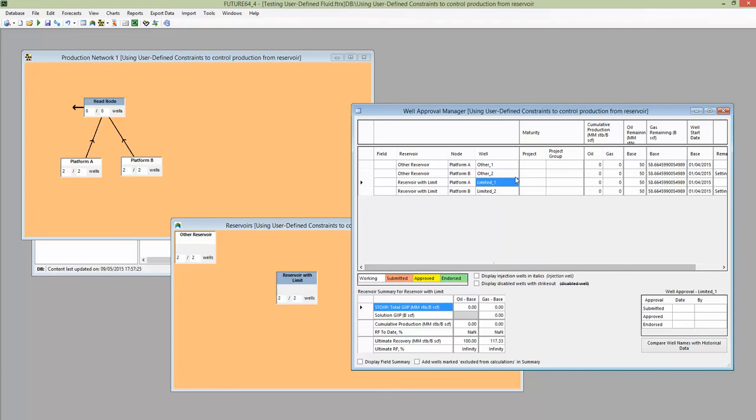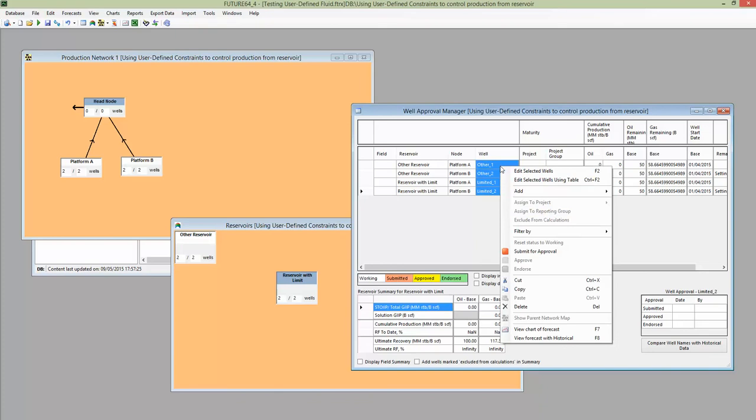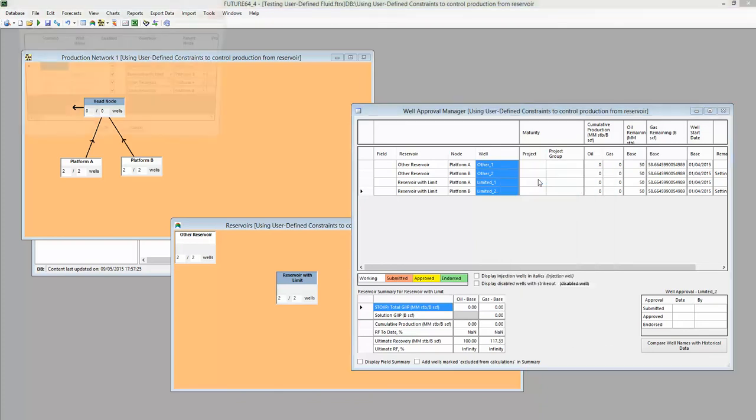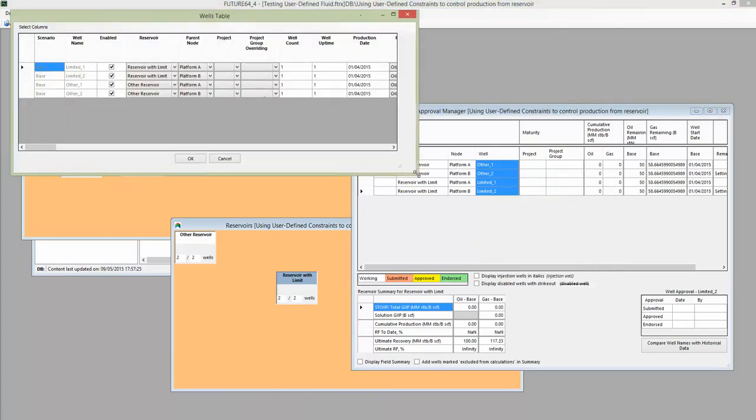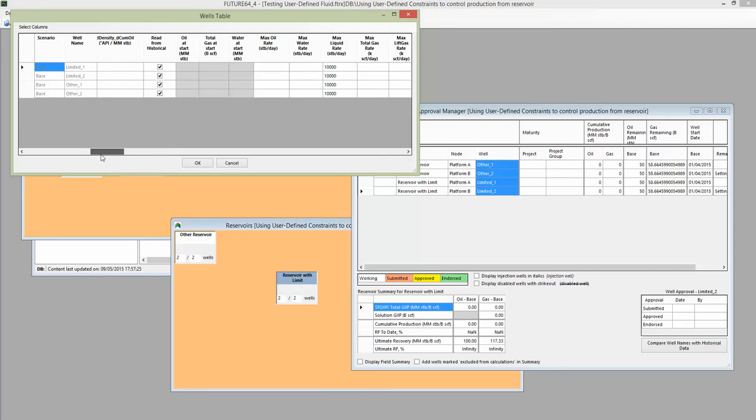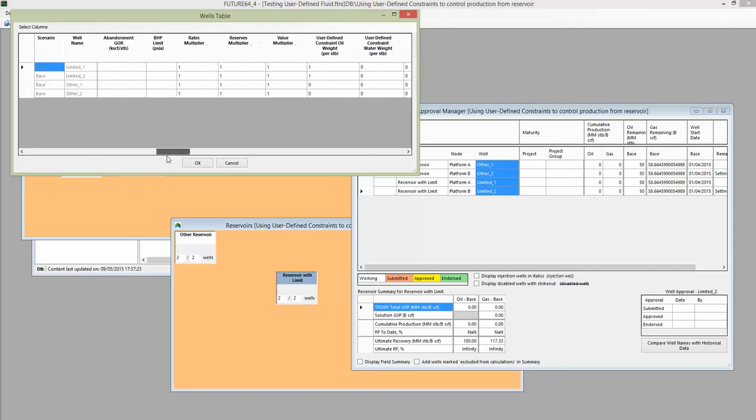So what we've done is define the production from the reservoir with the limit as having a weight of one. What that means is that our user-defined fluid will count the production from the reservoir we want to limit, but not any other production. So that's defined here.